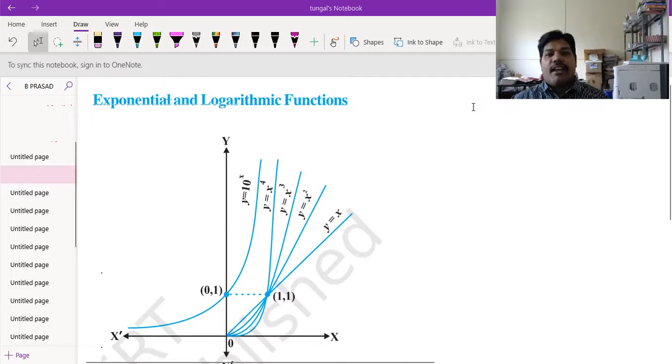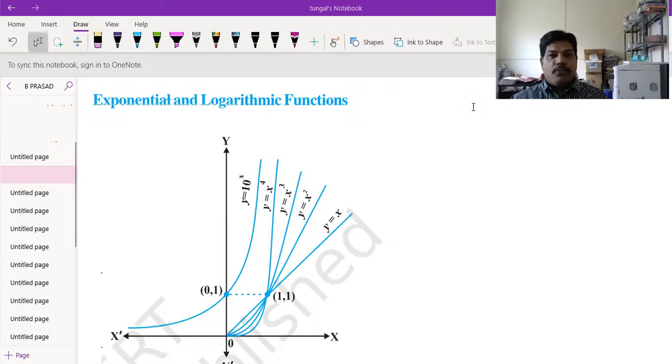In the previous classes, we have already learned about rational functions, trigonometric functions, and inverse trigonometric functions. In this class, we are going to discuss exponential and logarithmic functions. And in the next class, we will take the derivatives of the exponential and logarithmic functions.